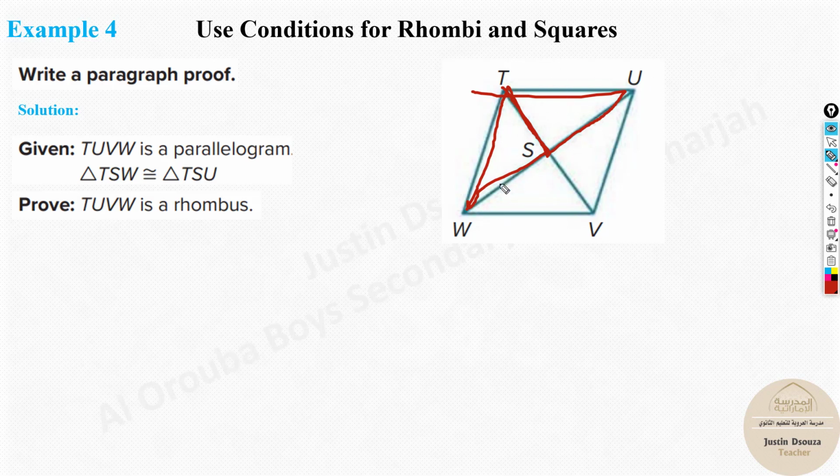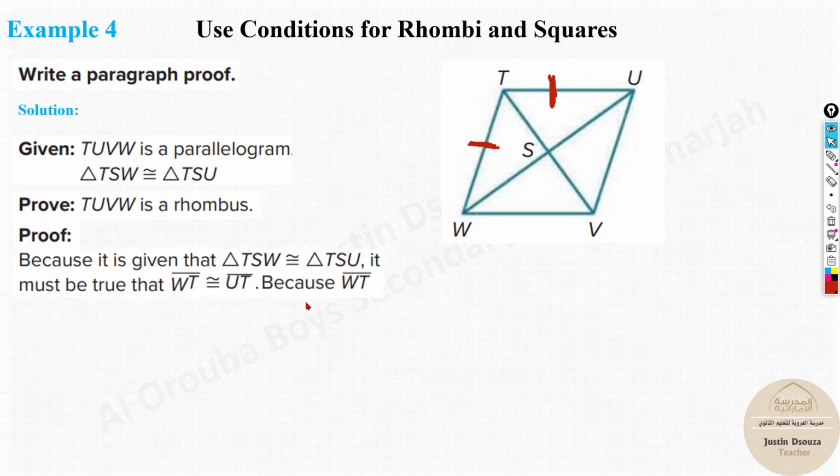All the congruent parts are equal. You can tell this and this are equal, and these angles are equal. So there are various ways to solve, but the easiest way is the consecutive sides, right? If two consecutive sides are equal, then it's a rhombus. So triangles TSW and TSU over here are congruent. That means congruent parts, sides, are also equal, right? TW and TU will be equal. So it's a rhombus.